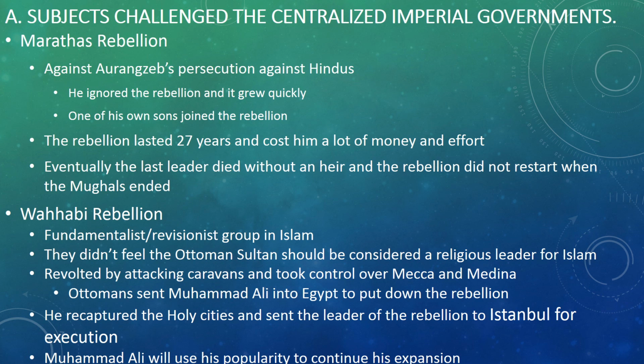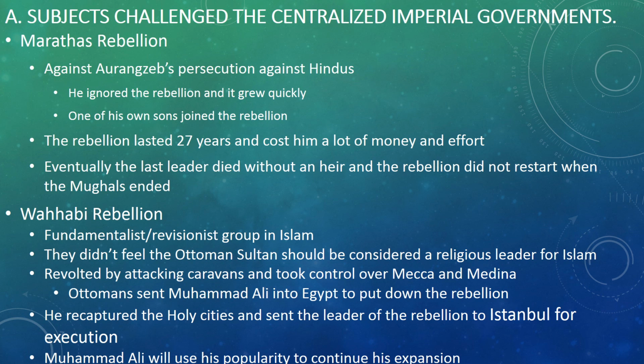You have first the Marathas Rebellion, which is against the Mughal Emperor Aurangzeb. He has been very persecutory towards Hindus, and so that is not a very good thing, since that majority population of Hindus is going to be very annoyed very quickly. So this rebellion carried out by Hindus is going to be ignored, which allows it to grow and get more and more feverish. And actually, one of Aurangzeb's sons joins this rebellion. It's a 27-year affair and cost Aurangzeb many millions of dollars to put down and stabilize.